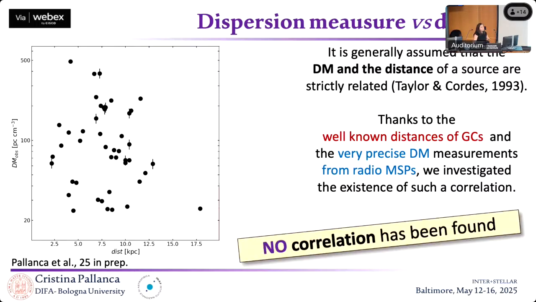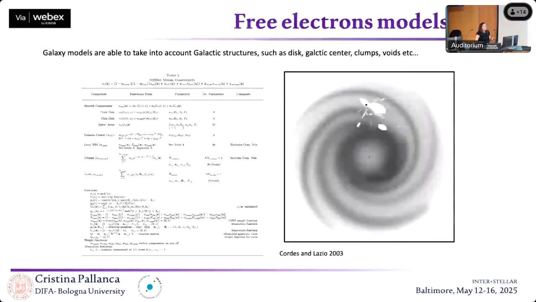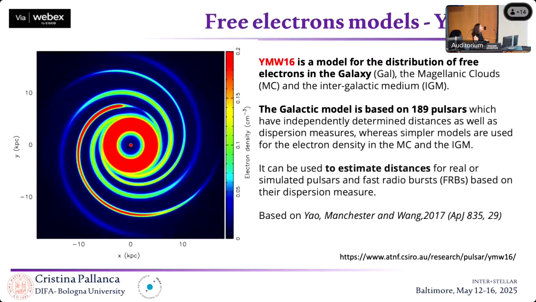And we should also remind that there exist in the literature models that aim to reproduce the galactic free electron distribution in order to predict the dispersion measure. The first one is the 2001 model that includes several structures of the galaxy. Then there is a second one, the 2016 model, that has been improved a little bit, and it contains several more pulsars to calibrate the model.